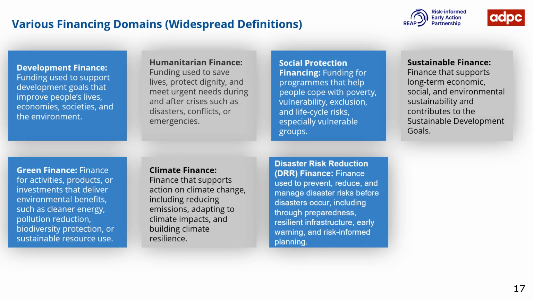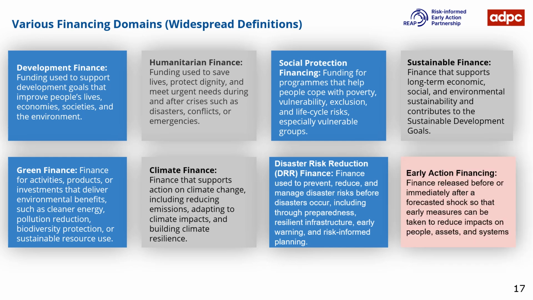Disaster risk reduction finance supports efforts to prevent, reduce, and manage disaster risks before disasters occur, including preparedness, resilient infrastructure, early warning, and risk-informed planning. Early action financing refers to finance released before or immediately after a forecasted shock so that early measures can reduce impacts on people, assets, and systems. Do you notice any overlaps among them through their definitions?